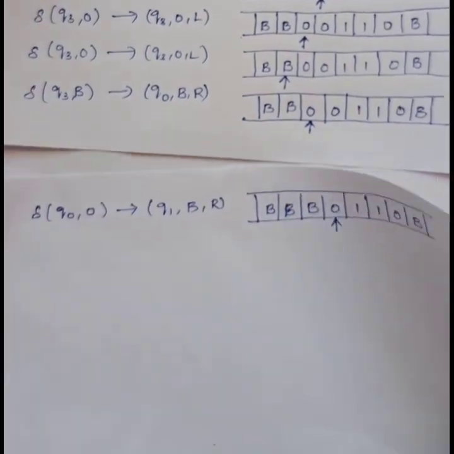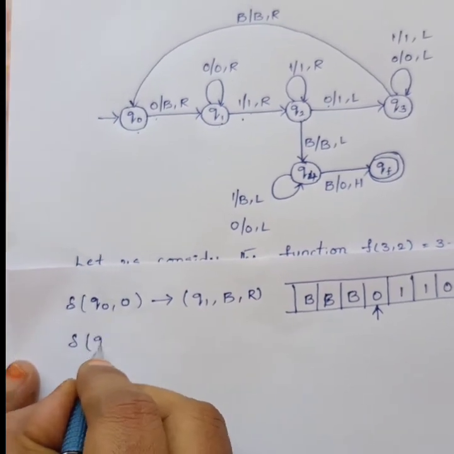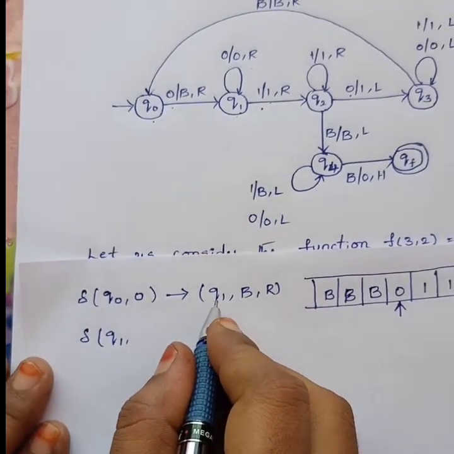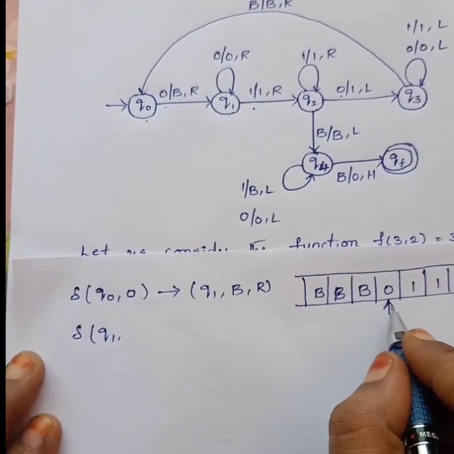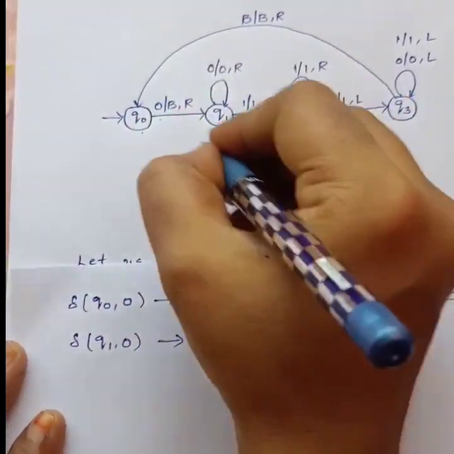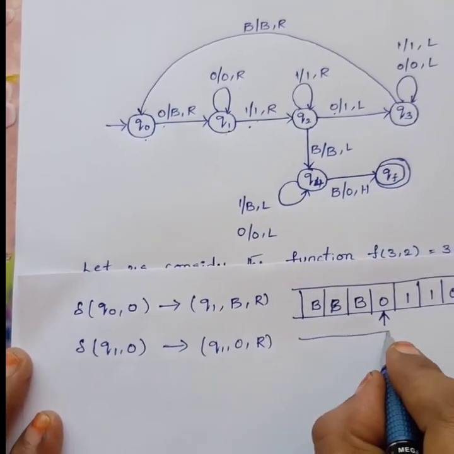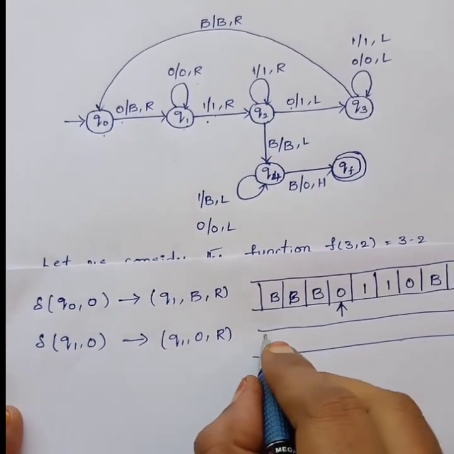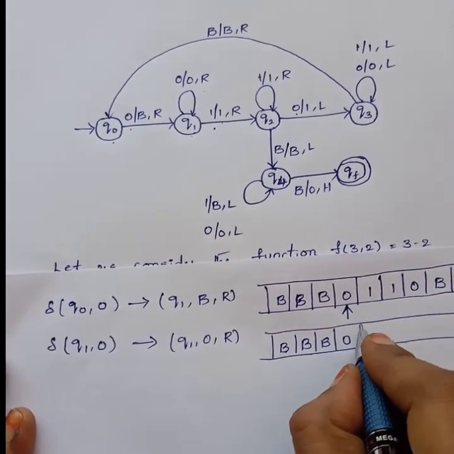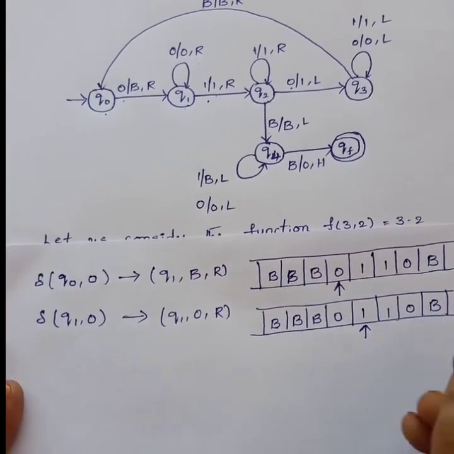Now see, delta of, now I am in Q1 state. In Q1 state I am getting again 0, the same. In Q1 state I am getting 0 means, so within the state 0 and moving to right. B, B, B. So same, moving to right here. So remaining all bits are as it is I am writing.